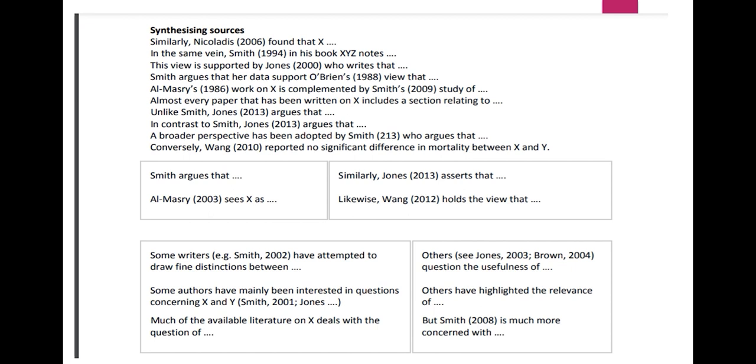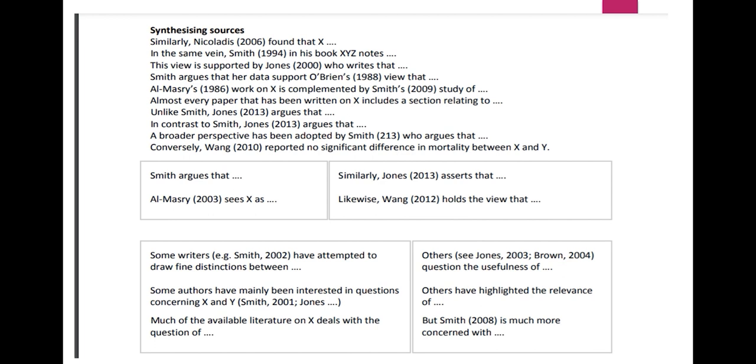Similarly, Nicolaides, 2006, found that X. In the same vein, Smith, in his book, XYZ, notes, this view is supported by Jones, who writes that. Smith argues that her data support O'Brien's view that. So you have a whole bunch of phrases that are, as they say, nuts and bolts. They appear in almost every academic article. As you look at this and then read more, you will see how common these are. This is not plagiarism. This is using the common phrases that appear in all academic texts.